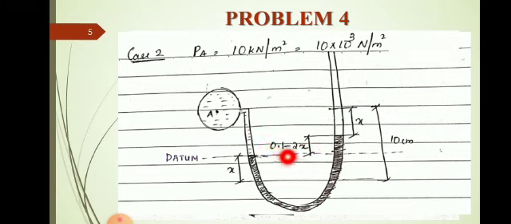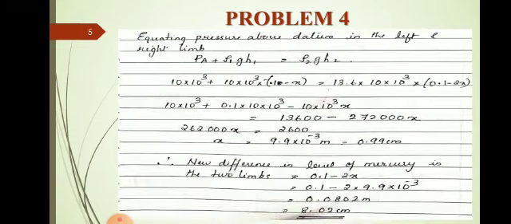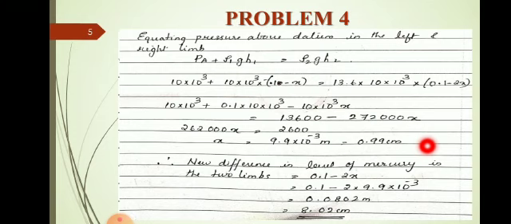That is equal to 0.1 minus 2x. x value you have already got. So using this, you can find out the difference in level of mercury in the two limbs. So the difference in level of mercury in the two limbs is 0.1 minus 2x. Substituting x as 0.99 centimeter, or in meters, 0.99 into 10 raised to minus 2 meters, or 9.9 into 10 raised to minus 3 meters. So substituting it, you will get the new difference in level of mercury as 8.02 centimeter.